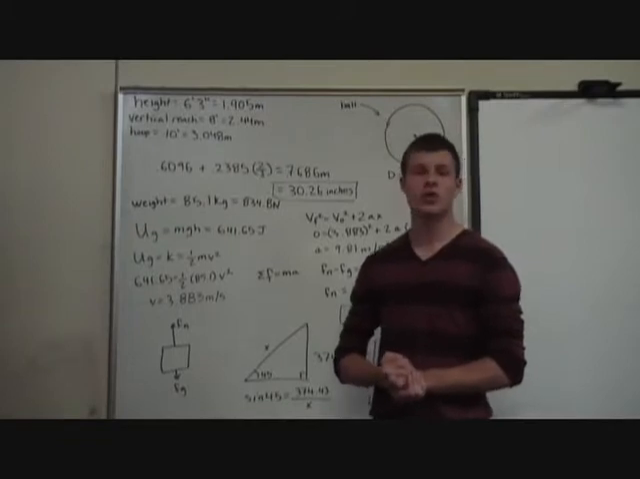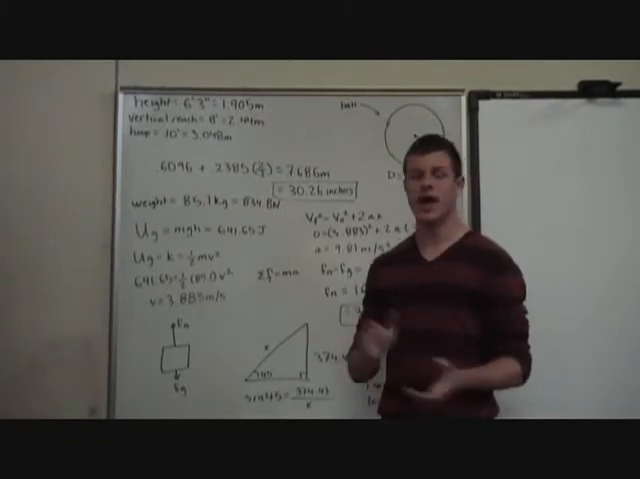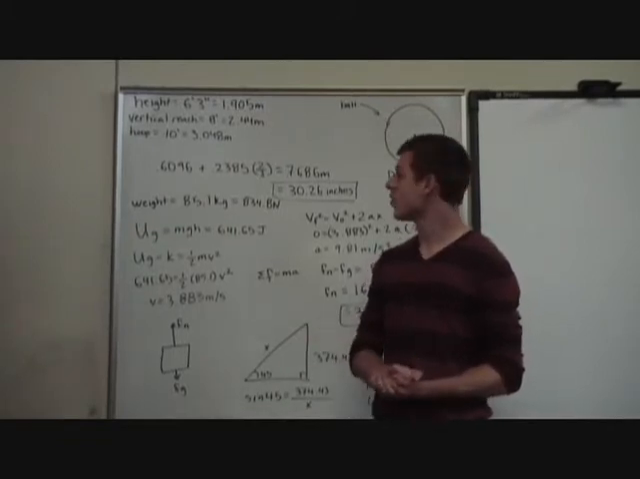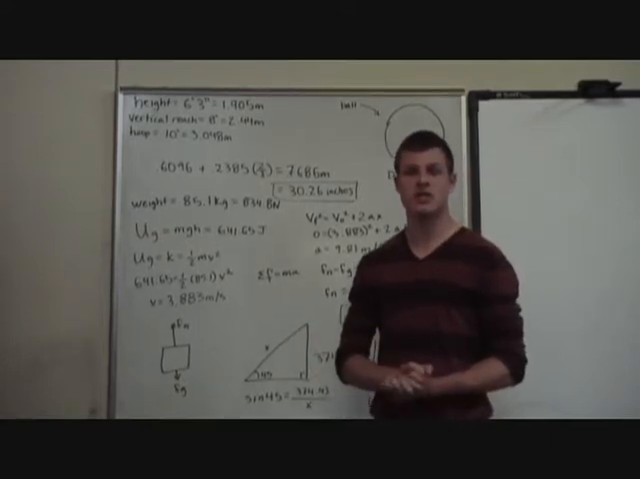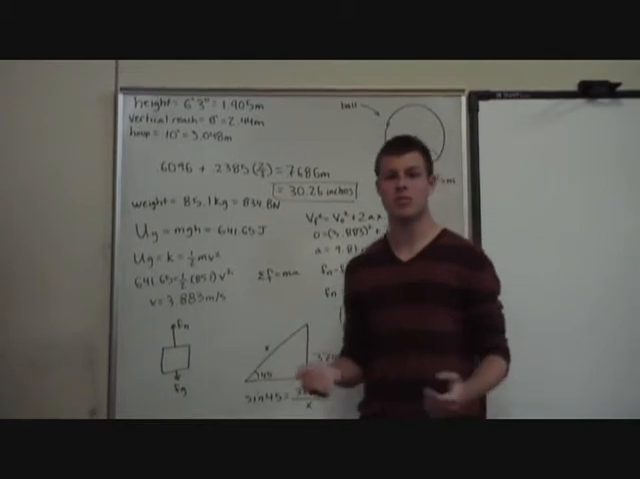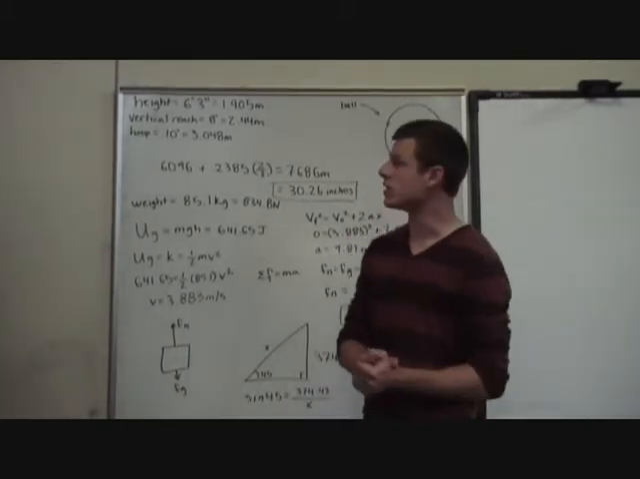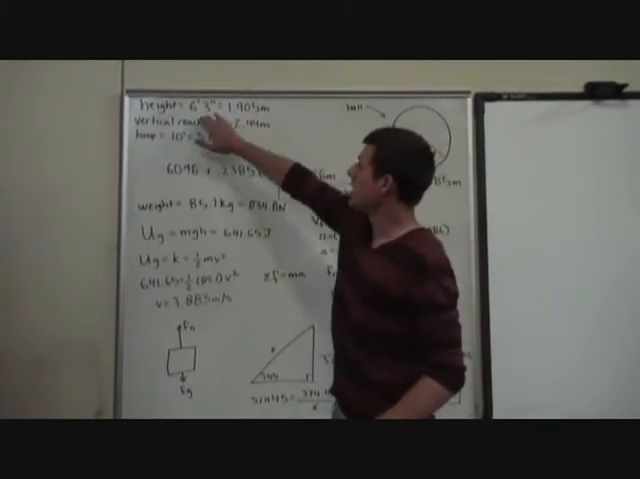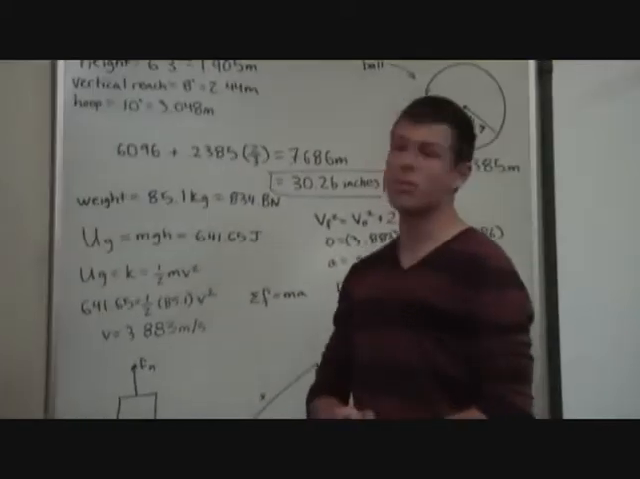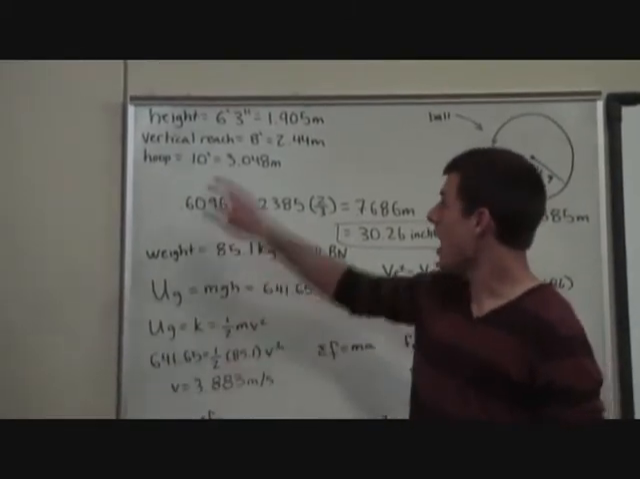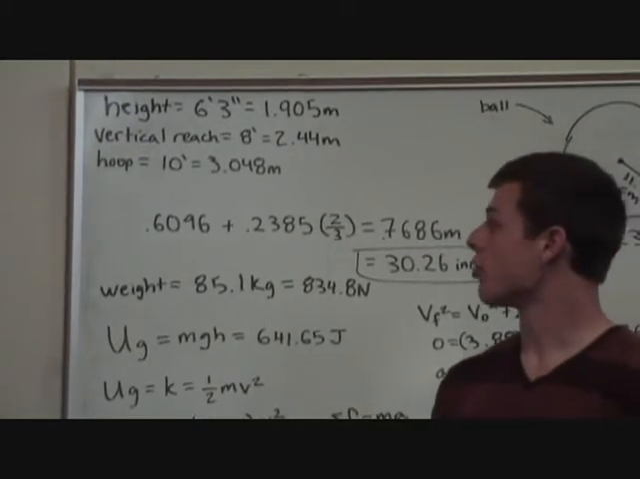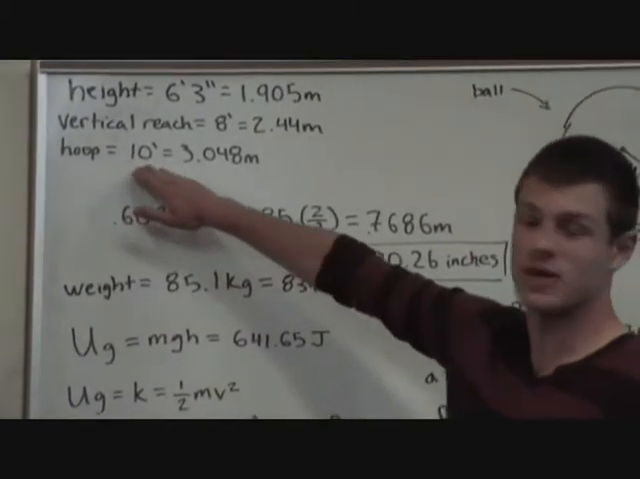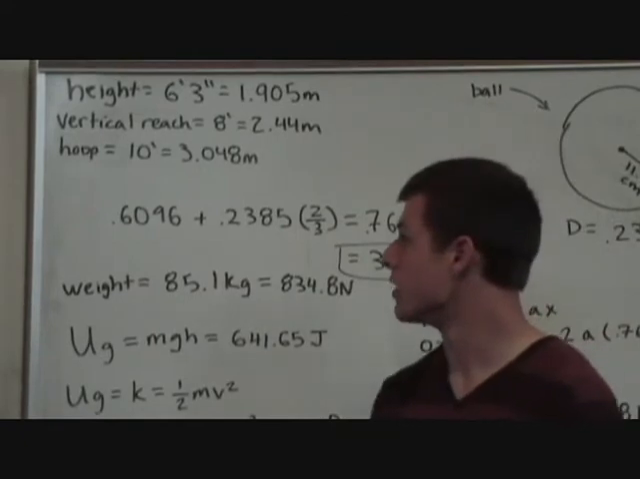Alright, so now we're going to look at basketball, and we have just seen me dunk a basketball. So, we're going to use those mechanics to find out what my hypothetical leg press is using my vertical leap. My height is 6 feet 3 inches, or 1.905 meters. I can reach straight up to 8 feet, which is 2.44 meters. We know the hoop is 10 feet, or 3.048 meters.